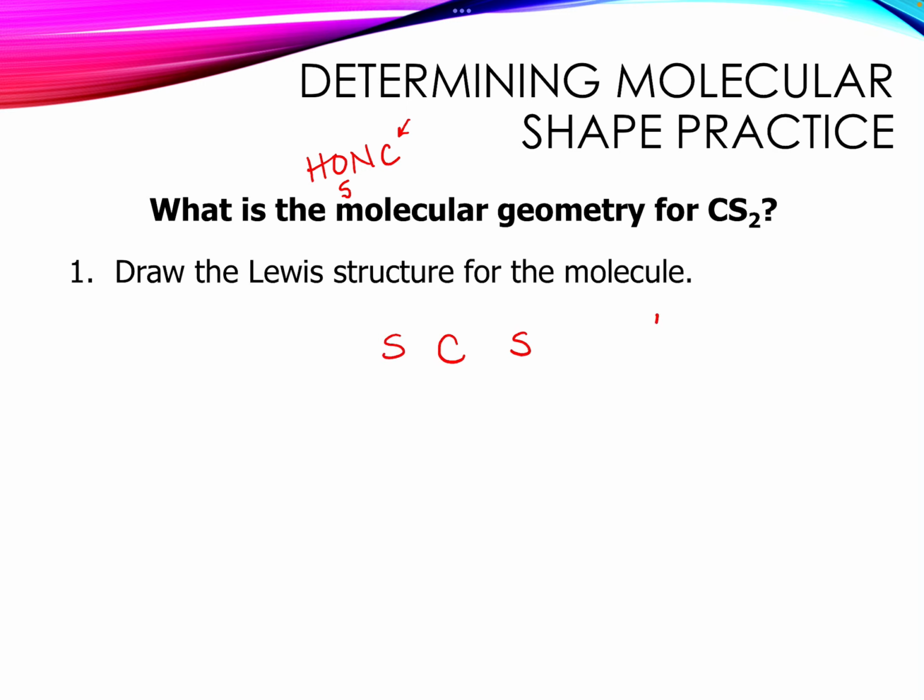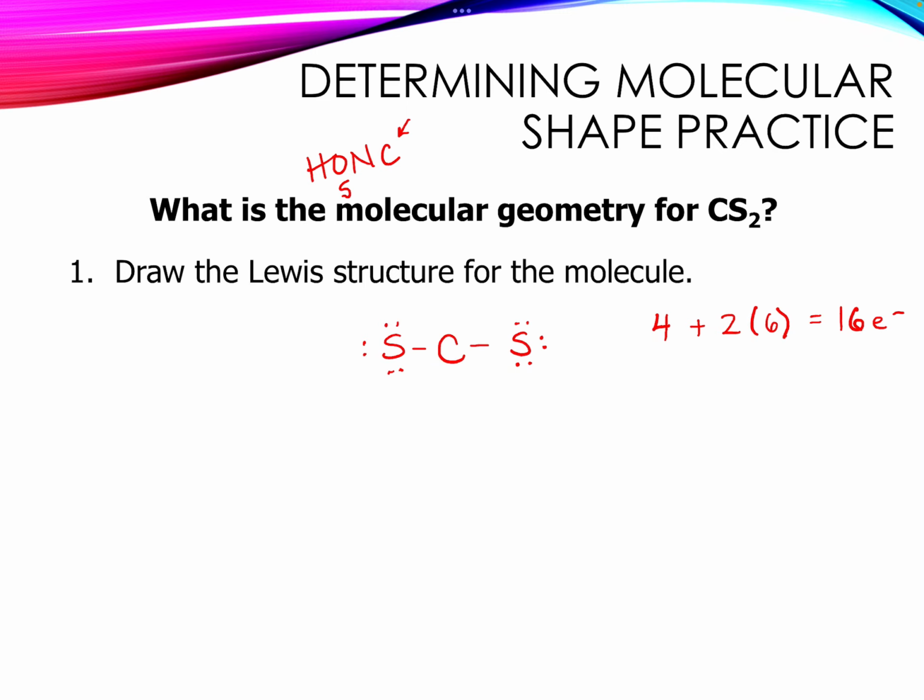Now we add up our valence electrons, so we have 4 from carbon plus 2 sulfurs with 6 each, so that will give us 16 total electrons to use in our structure. So we go 2, 4, 6, 8, 10, 12, 14, 16. But as you can see, if I did it that way, now carbon doesn't have an octet, and so we're going to share some electrons with our carbon.